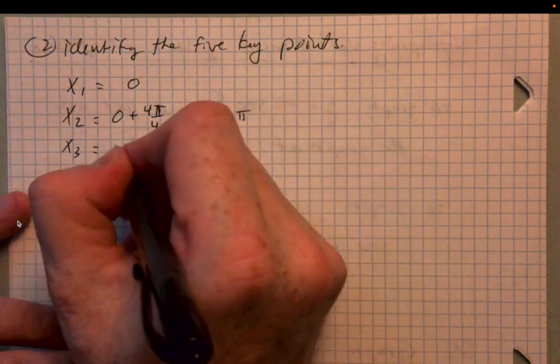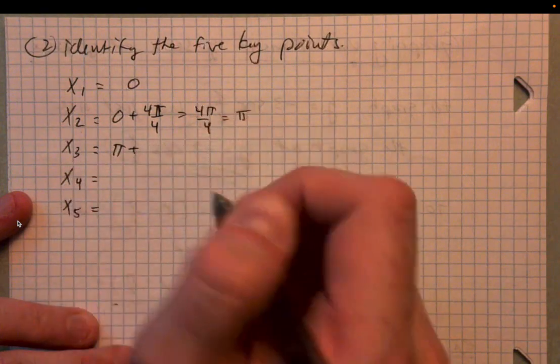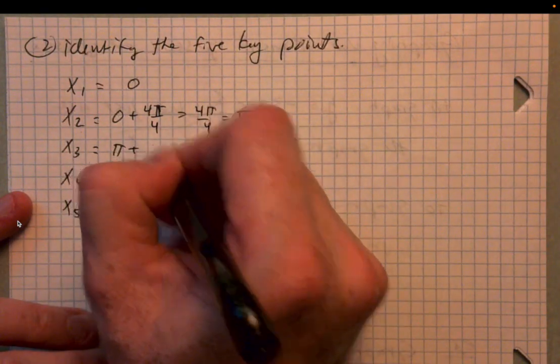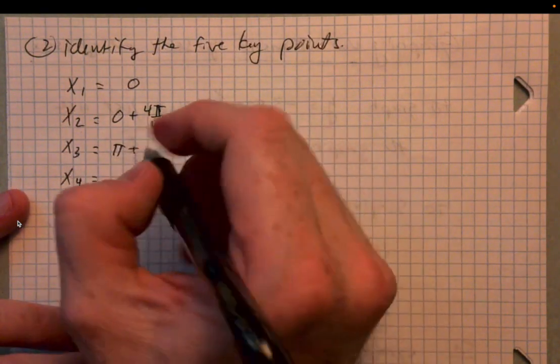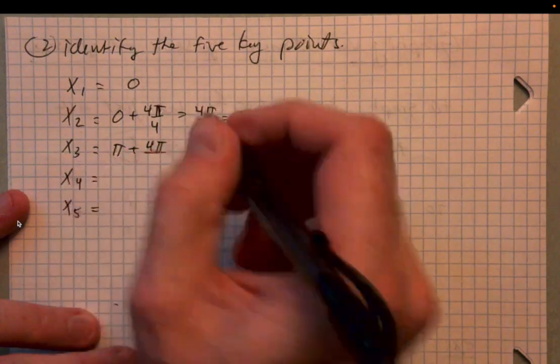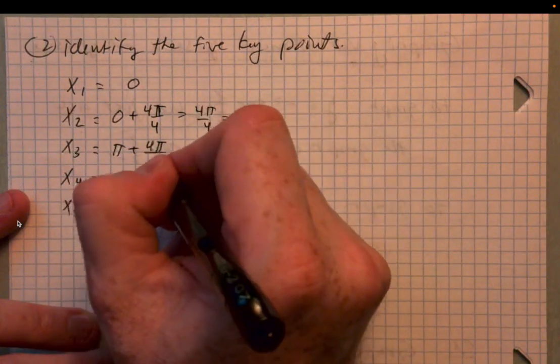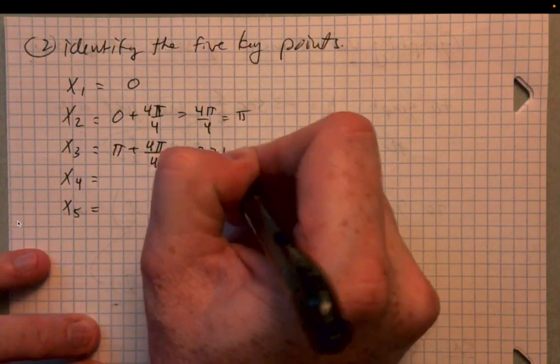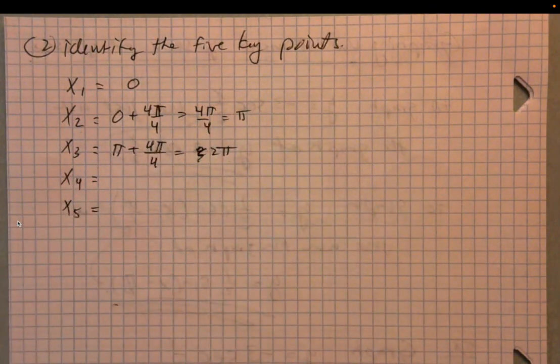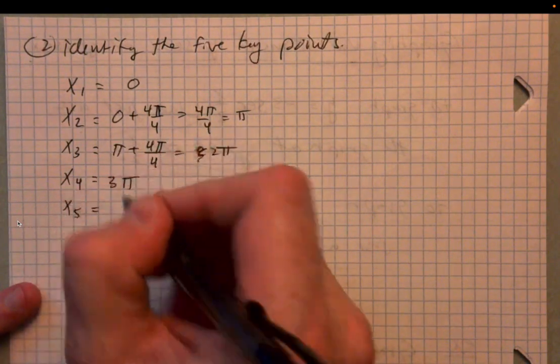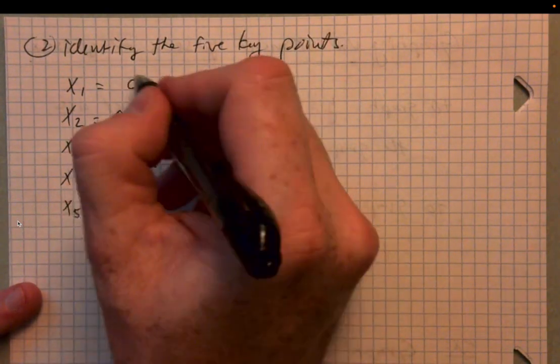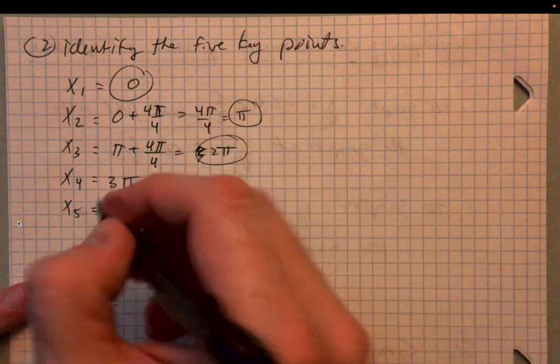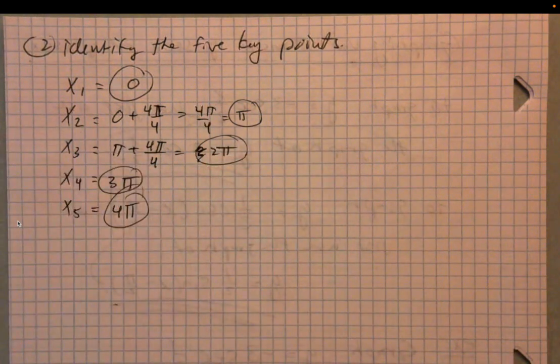And then this is going to be pi plus 4 pi over 4. Oh, each time, I'm sorry, I'm adding pi to this. So 2 pi. I probably should have caught on to that one quicker. And then this one is naturally going to be 3 pi, and this one is going to be 4 pi. So your 5 key numbers are nice and simple: 0, pi, 2 pi, 3 pi, 4 pi.